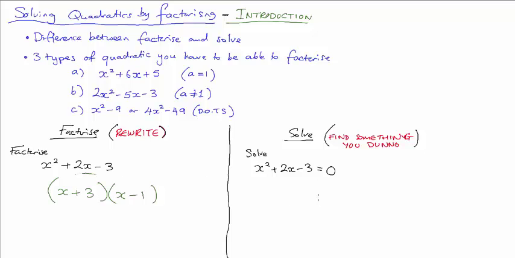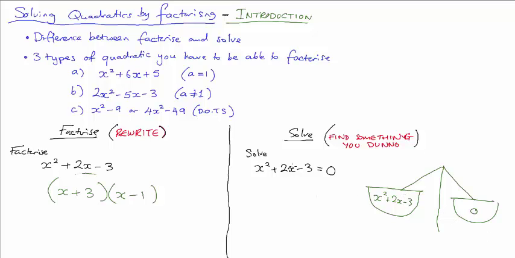Now this one is different. This one's saying find the x. So this is what's happening here. Whenever you see equals, there's the scales. So this one's saying, all right, we've got x squared plus 2x minus 3 on one side, and that's balancing with 0. I know it doesn't look like it's balanced, but whenever I do these scales, they're balanced.